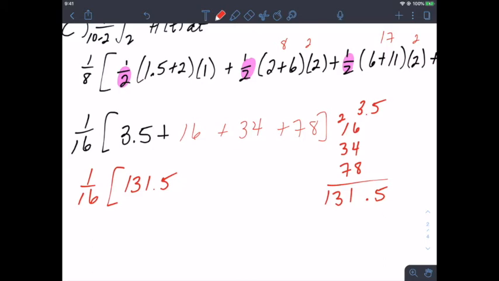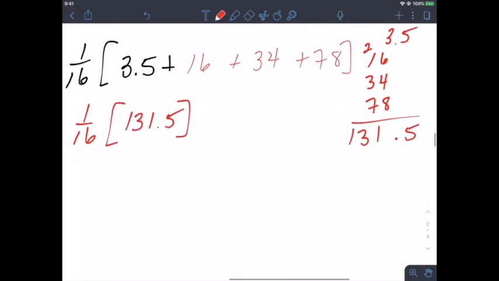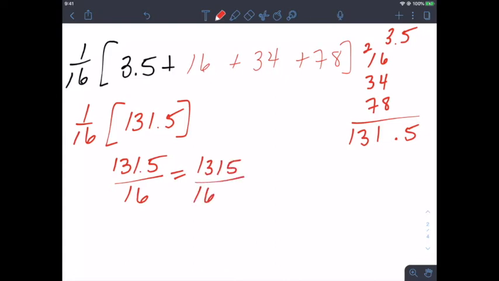So we've got 1/16 of 131.5. Because you don't necessarily have to simplify your expressions, this would be okay. Let's just practice going through these and simplify it as much as we can. So I would rewrite this as 131.5 over 16. I want to try and simplify these fractions as much as I can, or at least get rid of the decimal on top of the fraction. I'm going to multiply the top and bottom by 10 to move the decimal over, giving 1315 over 160.